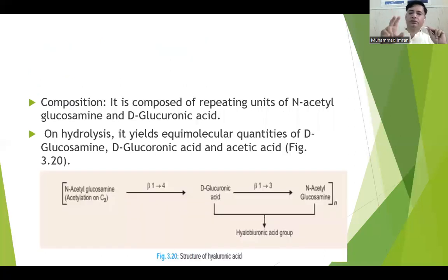Composition: it is composed of two things. It is composed of repeating units of N-acetylglucosamine and D-glucuronic acid. Both are in beta configuration. N-acetylglucosamine and glucuronic acid are in beta orientation, and are linked by alternating beta 1,4 and beta 1,3 glycosidic linkages.